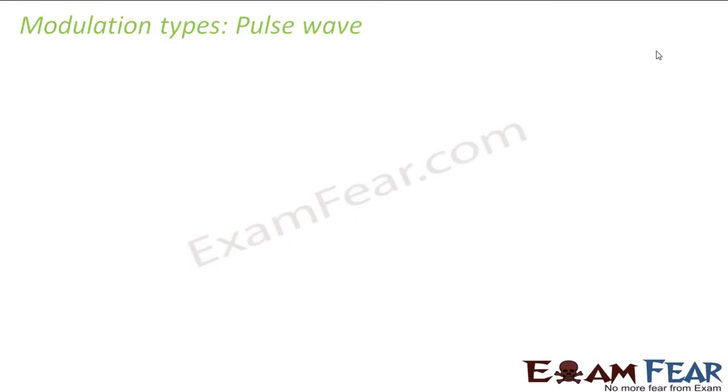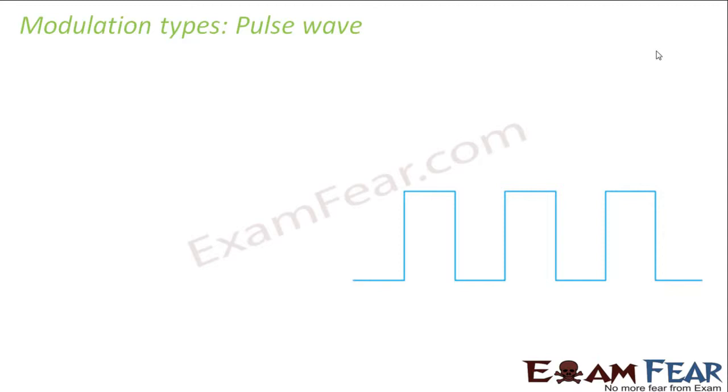So let us look at the different types of modulation which are possible in a pulse wave. Now what are the different parameters of a pulse wave? Because the type of modulation which would be possible will actually depend on the parameters, because modulation is nothing but modification of a particular parameter of a wave. So in case of a sine wave, those parameters were amplitude, frequency and phase. So let us see what are the important parameters of a pulse wave.